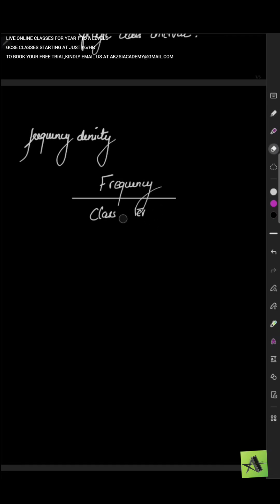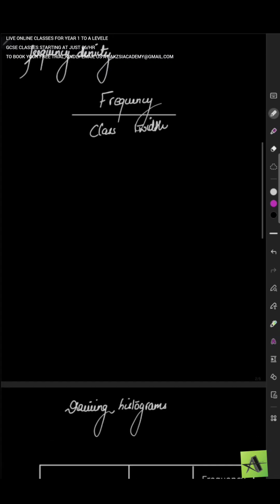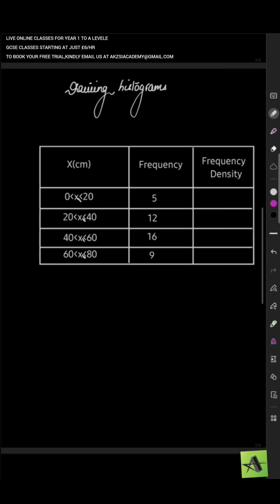So frequency density is frequency over class width. More specifically, frequency over class width. Now, before we draw the histogram, the first thing is to complete this table. And to complete this table, we have to calculate the frequency density, which has its own formula, which is the frequency over class width.